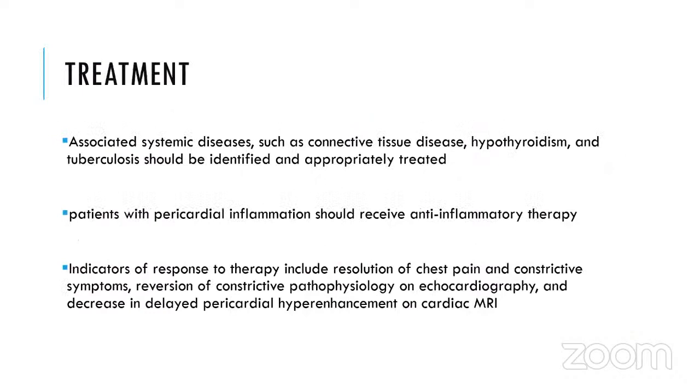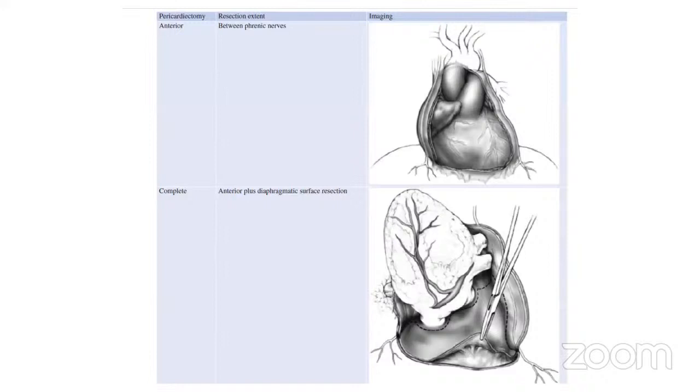For the treatment of constrictive pericarditis, usually the underlying disease has to be treated first, whether it's TB, hypothyroidism or tuberculosis. The underlying condition must be treated first, and patients with pericardial inflammation must receive anti-inflammatory drugs. If there is any response to therapy, it will show as resolution of symptoms, reversion of constrictive pathology on echo and evidence by MRI. If there is no response to therapy, then surgery is the final solution.